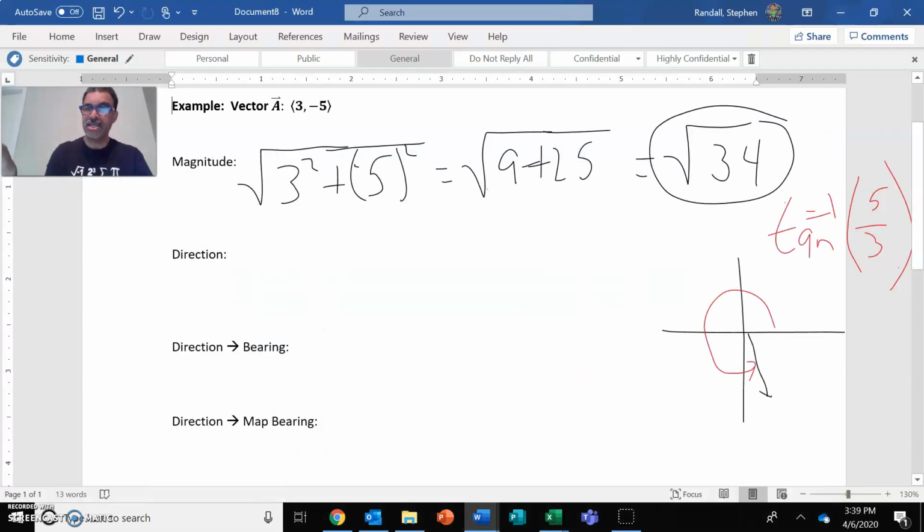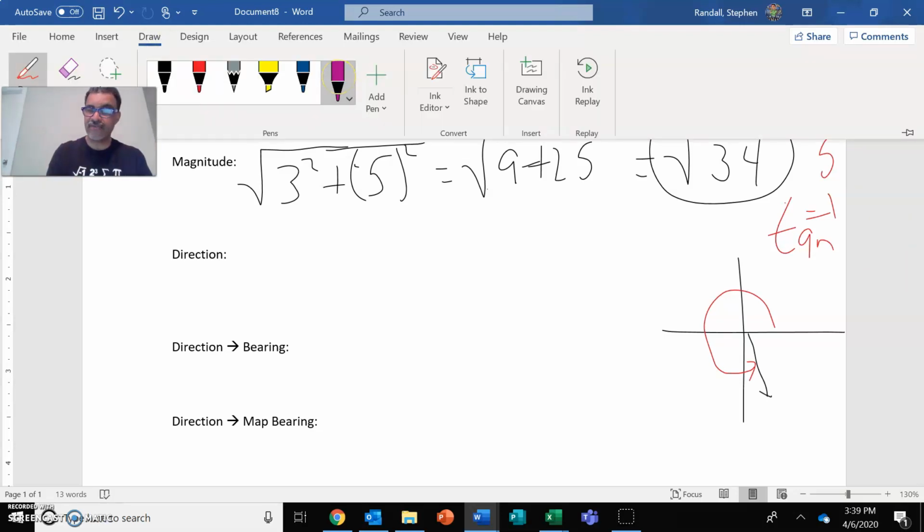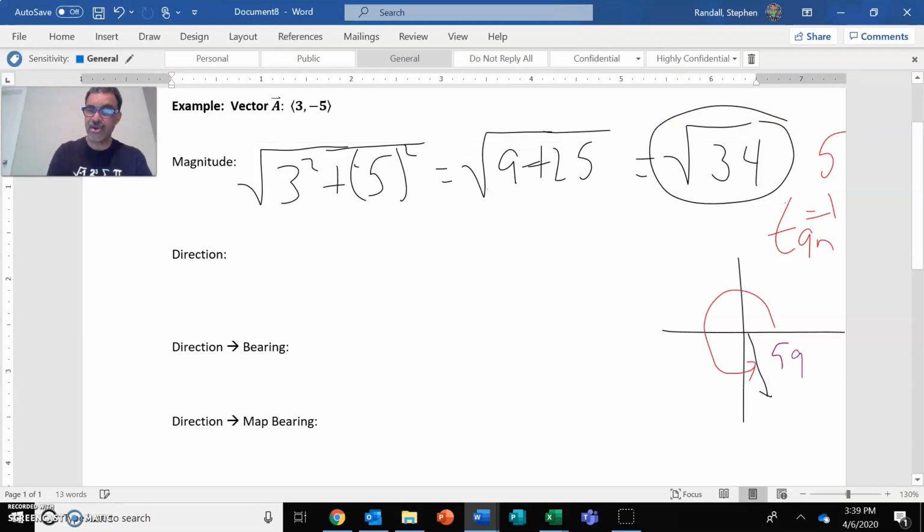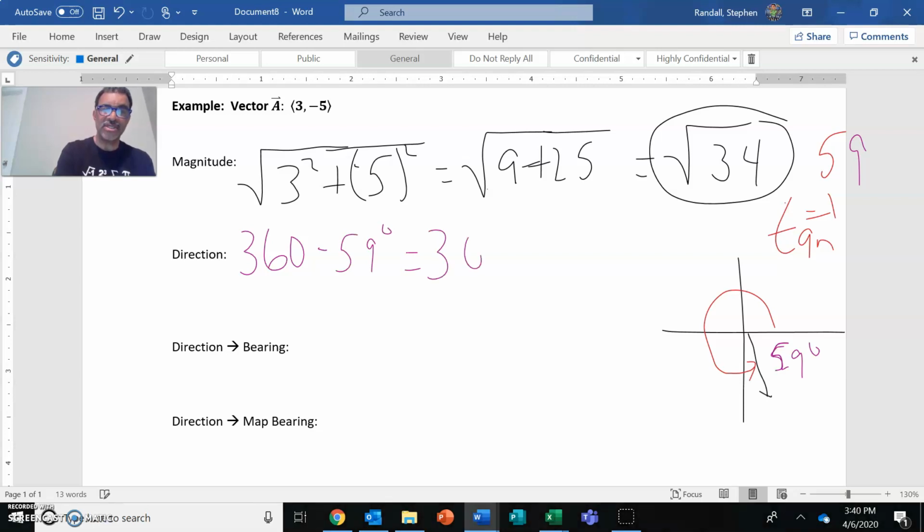So take that down. This is 59 degrees, but that is not the direction. The 59 degrees is the reference angle. So 59 degrees is here. Since that's 59 degrees, this angle would be 360 minus 59 degrees, which is 301 degrees. All right, so that is our direction.